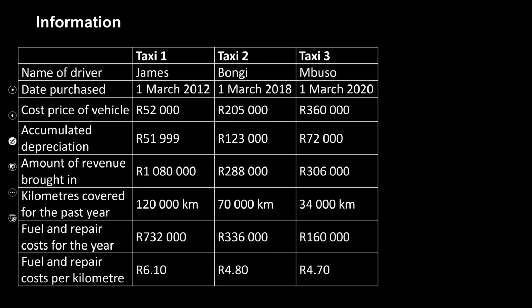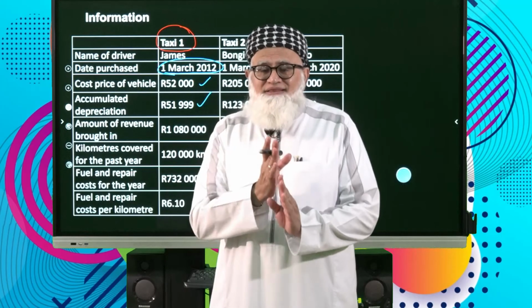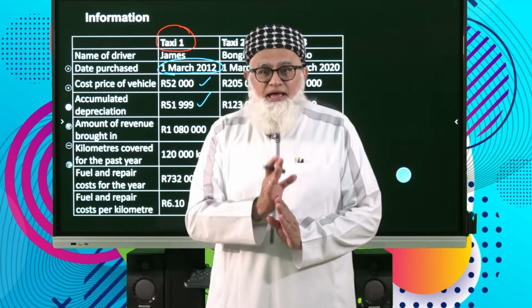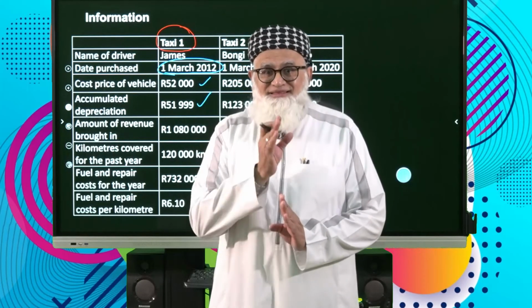Let's look at taxi number 1, right? The name of the driver is James. The date purchased was the 1st of March 2012, clearly telling you that it is something that you need to take cognizance of. The date, watch, right? The cost price of the vehicle was 52,000. Its accumulated depreciation is 51,999 Rand.